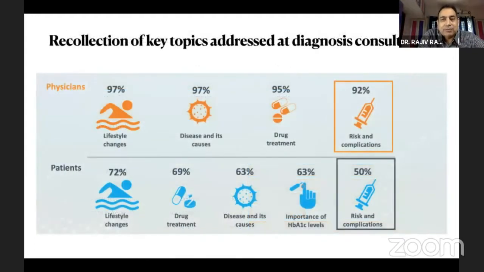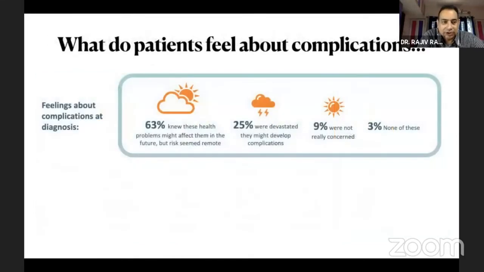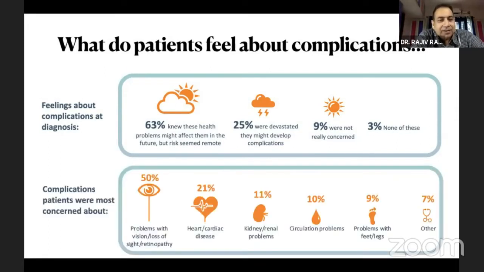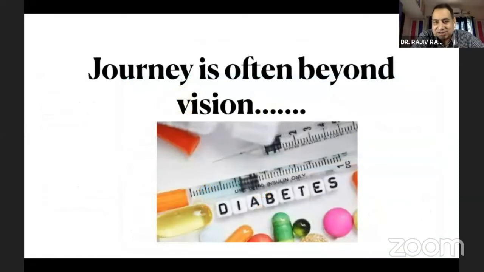And microvascular complications: nearly 90% of physicians spoke about it and told about the importance, but what patients recollected, only half of them felt that something about the eye and other parts' involvement was told. And even in these patients, about 60% felt that they know it affects the eye, but it seemed to be a very remote problem. It's not that important. However, if you look at what they are worried about, as I had mentioned before, among all other complications, it is the loss of sight or the retinopathy.